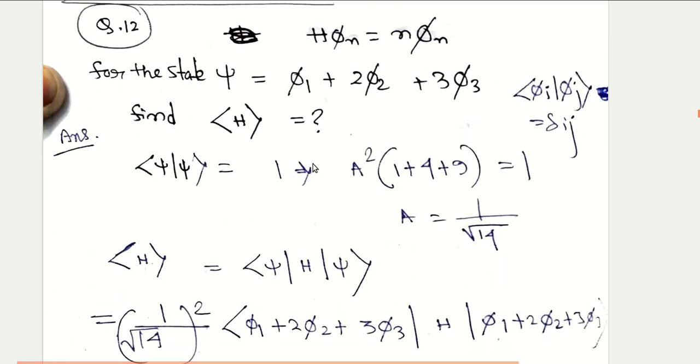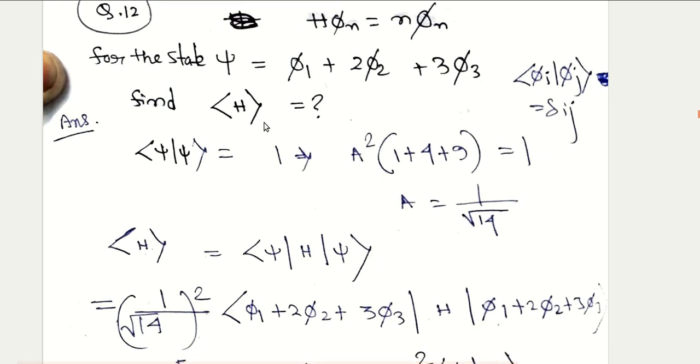Next, question 12 is basically H. It is given that H phi n is equal to n phi n, and for the state psi, which is equal to phi 1 plus 2 phi 2 plus 3 phi 3, where the product of phi i and phi j is basically delta ij. That means they are orthogonal. For this state psi, you need to find the expectation of H. So let's first check the normalization.